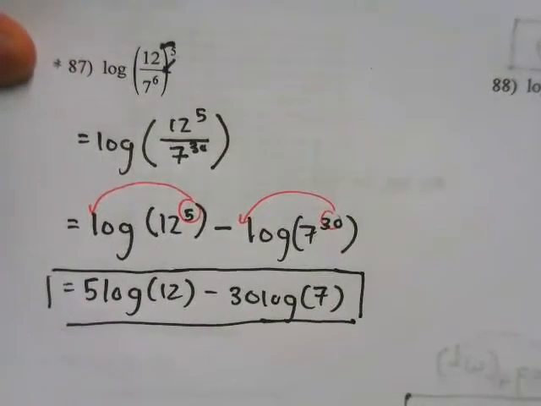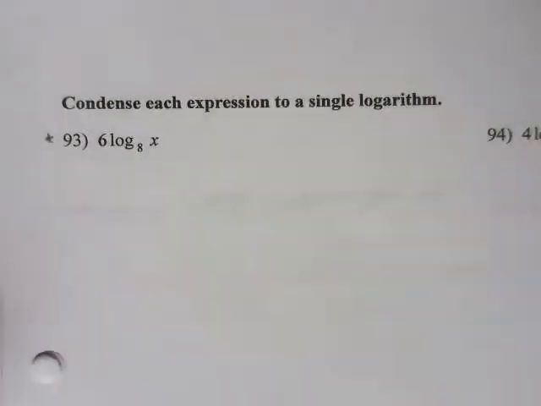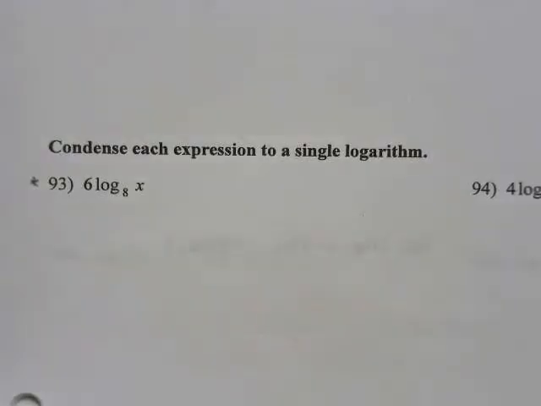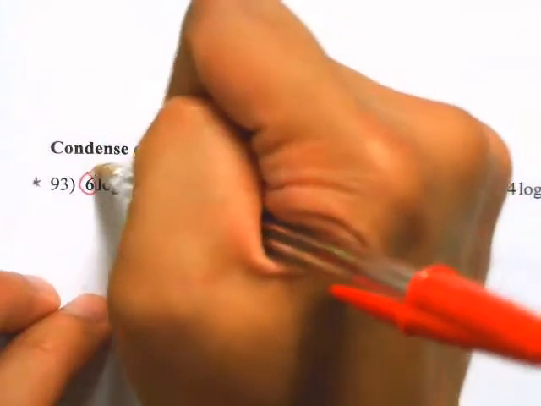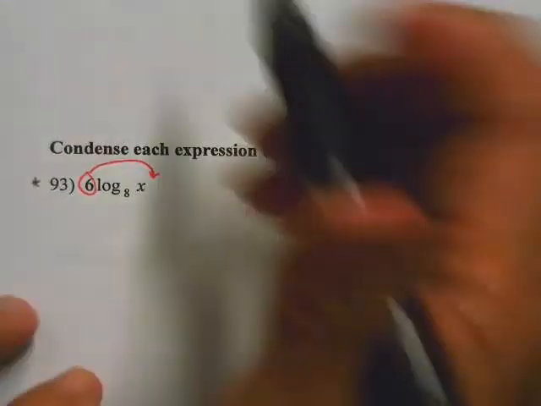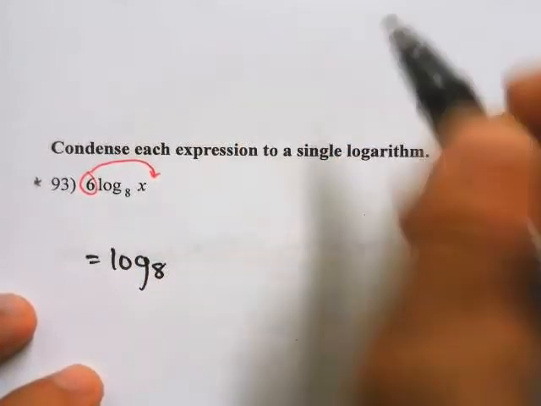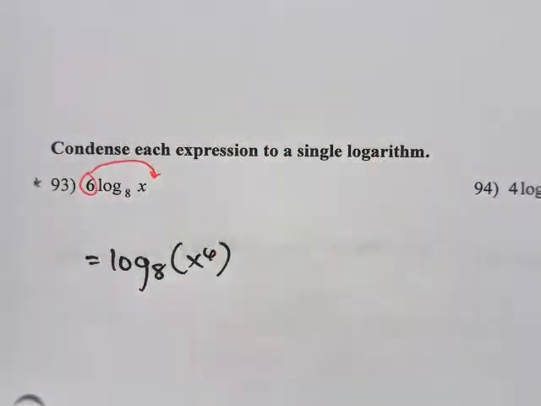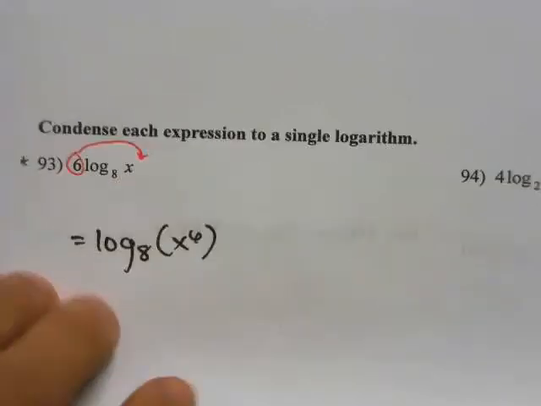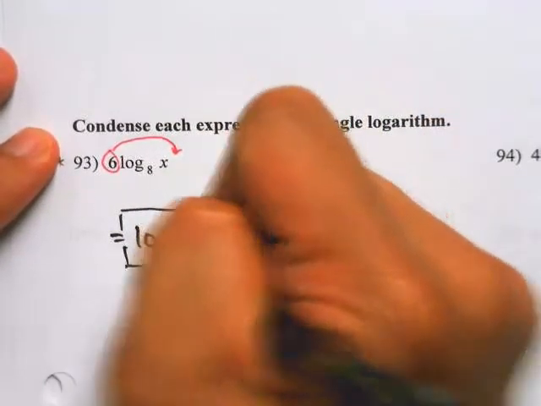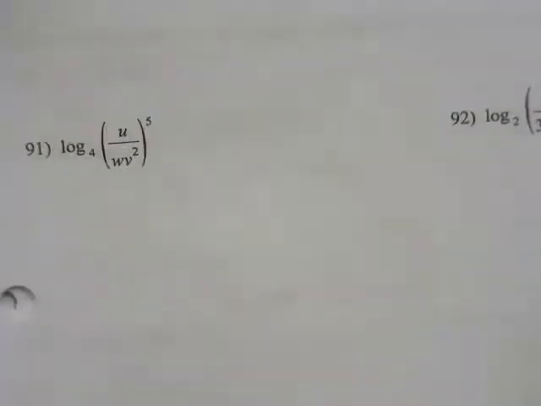Okay, and then that's that. Okay, 93. This time around, 93's instructions is to condense each expression to a single logarithm. And I'm just going to go backwards. I mean, that 6 can be put over there. I think that's all we can do. That's all we can do. Let's check. Yeah, that's all we can do. Okay. Let's move on to the next.